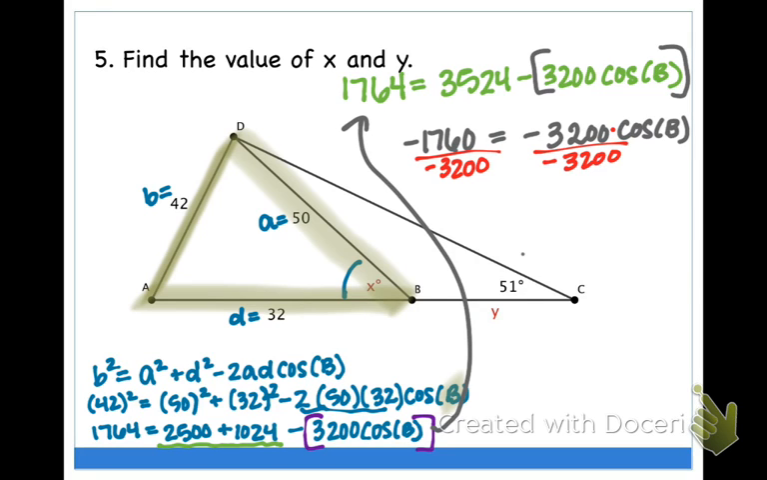and we are left with 0.55 equals cosine B. And there's no rounding there. That's the exact fraction, which is kind of nice. You don't have to worry about rounding. And then we have one last step to do to figure out what B is. We do cosine inverse of 0.55 gives me angle B.